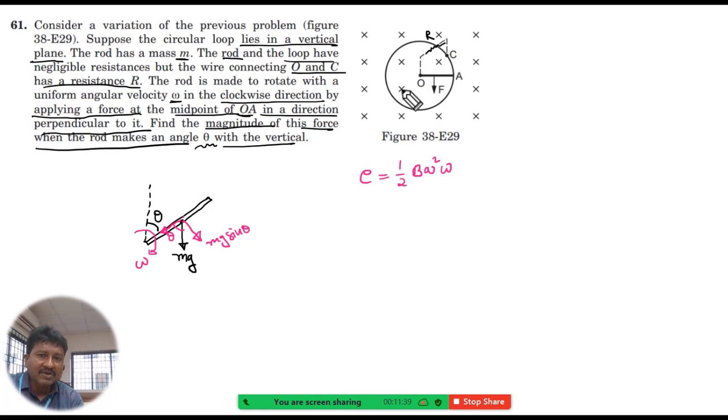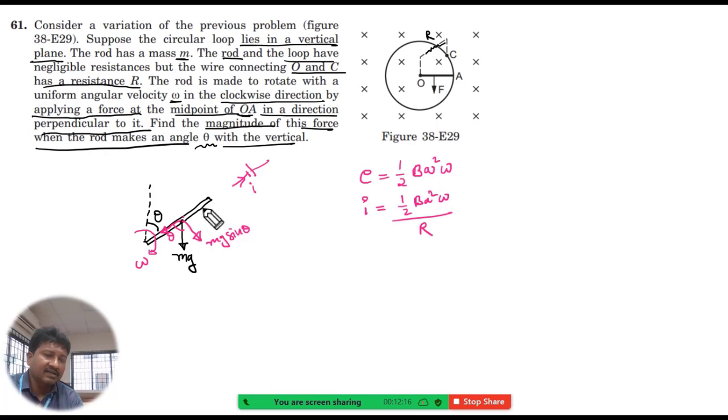And some current is also flowing through it. So I is equal to half B A squared omega by resistance. This much current is flowing through the rod. In which direction? We decided it acts as a cell, so that current will flow through it.